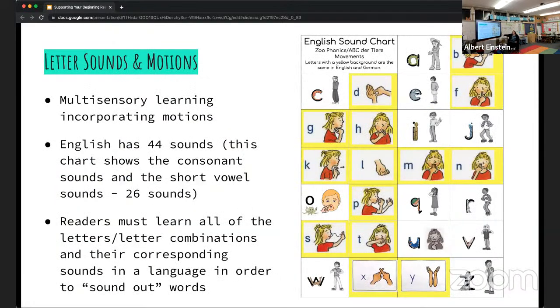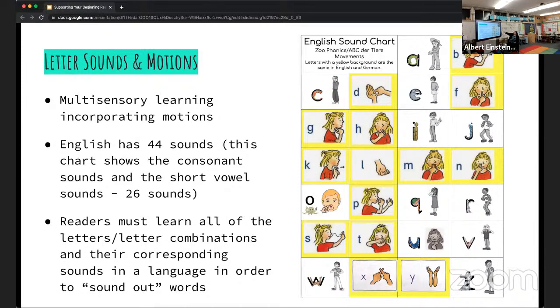So at our school, this is something new. I think first grade may have trialed it last year, but this year kindergarten and first grade, yeah, exactly. We are all trying to get everything as consistent as possible for our students. This chart shows each letter of the alphabet and a little visual for the motion that we use. We're trying to incorporate multi-sensory learning, because when we add a movement to something, it helps our kids' brains remember it. So we have movements for each sound in English and in German.